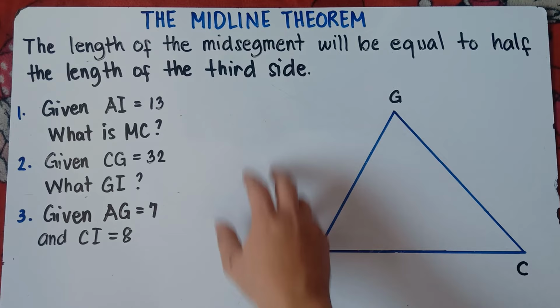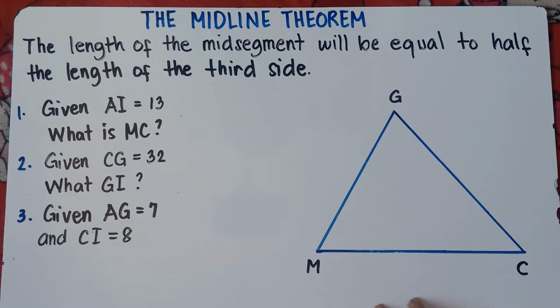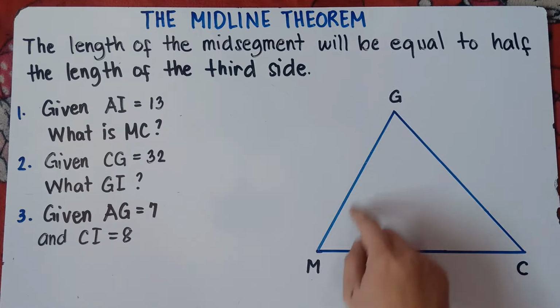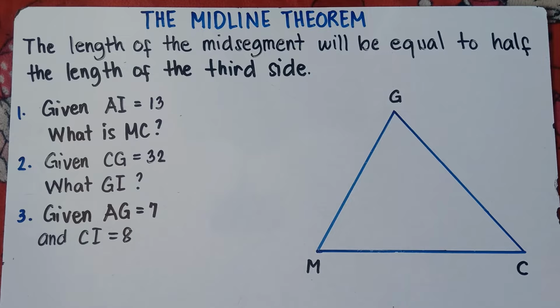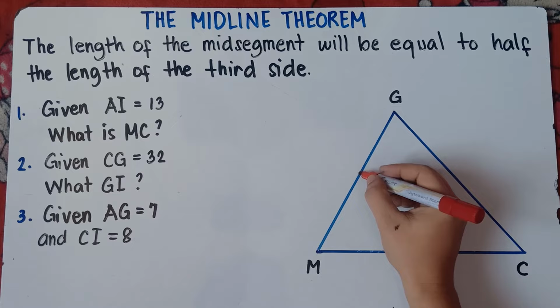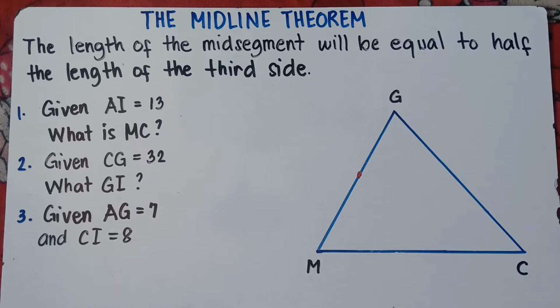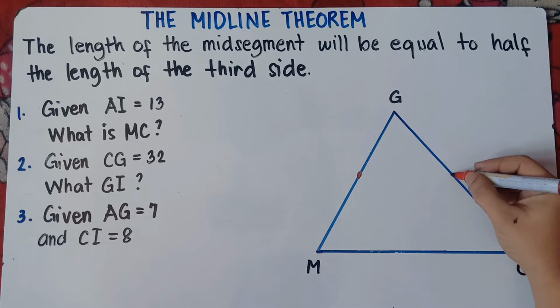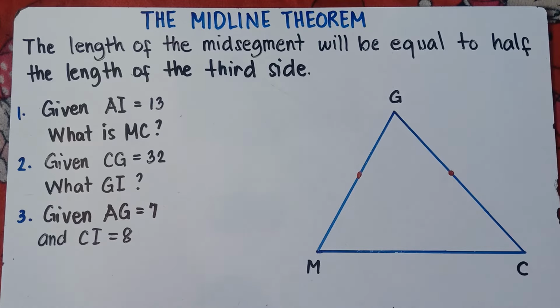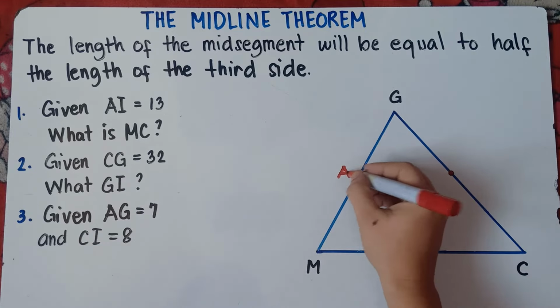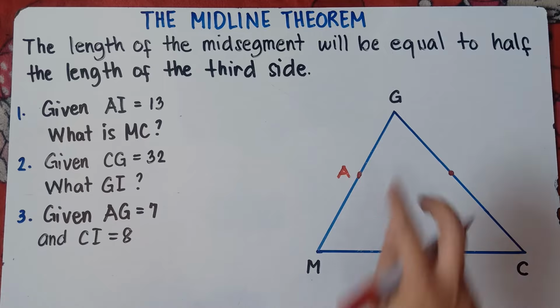But before we explain the theorem, let's focus first on the triangle. If we have a given triangle MGC, we will get the midpoint of line segment MG. Let's assume this is the midpoint of line MG. And we also get the midpoint of line segment GC. Let's label the midpoint of line segment MG as A, and the midpoint of line segment GC as I.